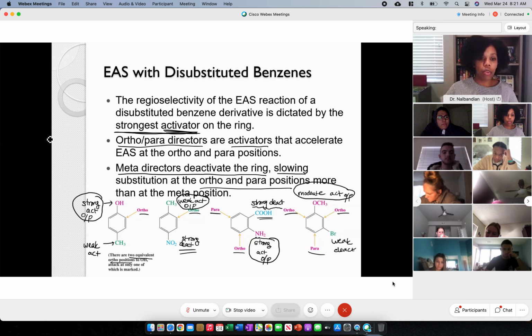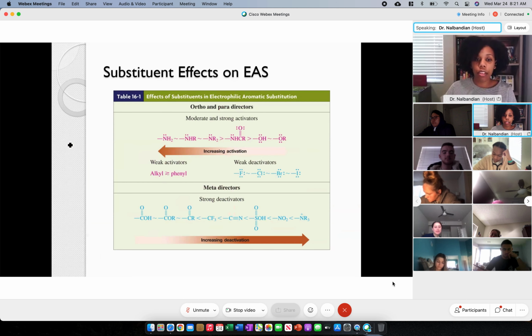So they have color coded this, but remember you do have this that you need to be considering here as we look at what is a strong or moderate activator, deactivator, and then ortho-para or meta director. So make sure you spend some time looking at this chart. Questions there?